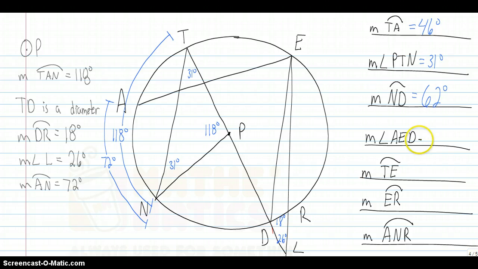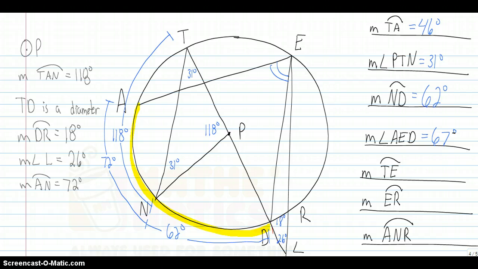Next up, measure of angle AED. This is an inscribed angle. And there is the intercepted arc. We know that from A to N we have 72 degrees. Now we know from N to D we have another 62 degrees. So when we add those together, that means that this big yellow intercepted arc is 134 degrees. And to go from intercepted arc to inscribed angle, we divide by 2. So from here to this angle, we're going to end up with a 67 degree angle.